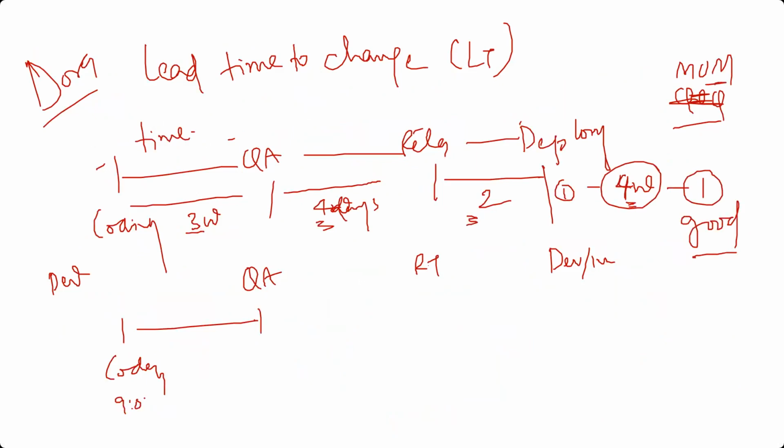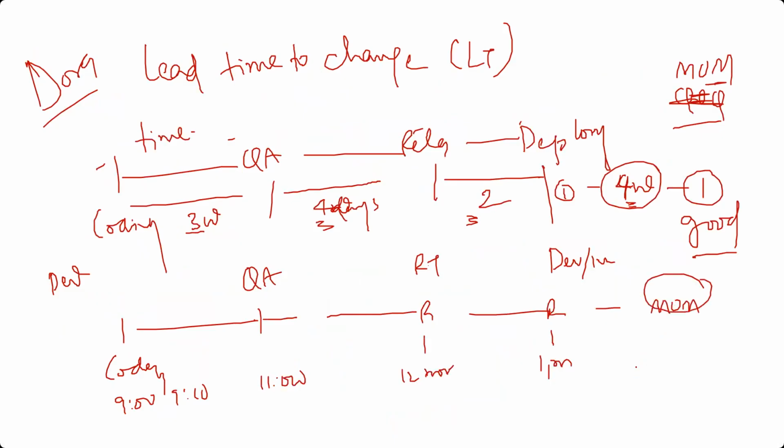to 9:10 a.m., then your QA is done by 11 a.m. And if you're releasing at 12 noon, and if your deployment is happening at 1 p.m., okay, for a month on month release, this is worst. This is pretty bad. Okay, here the measure is in hours, here the measure is in weeks.